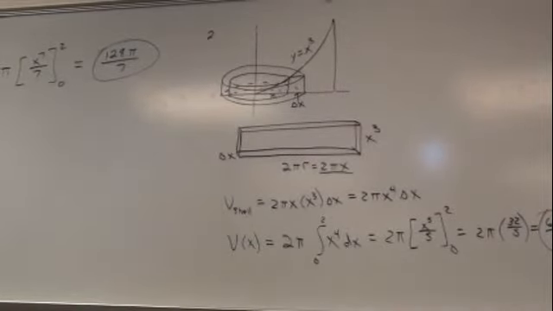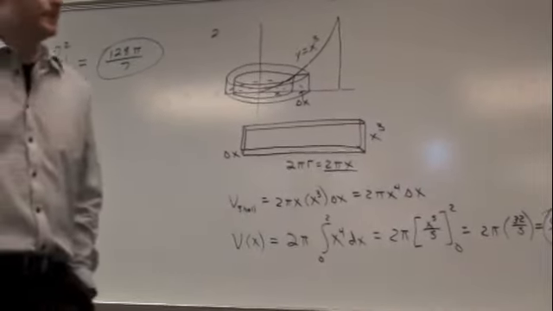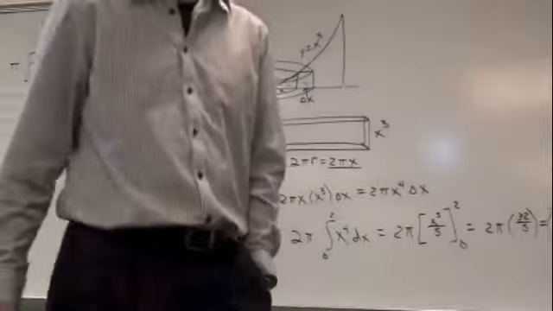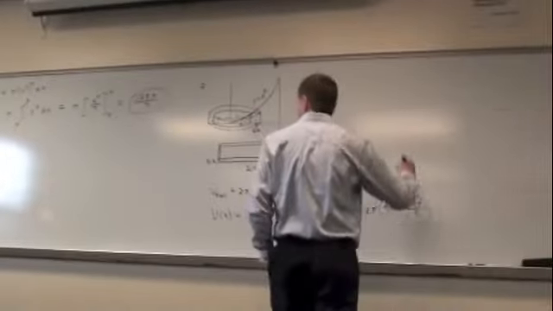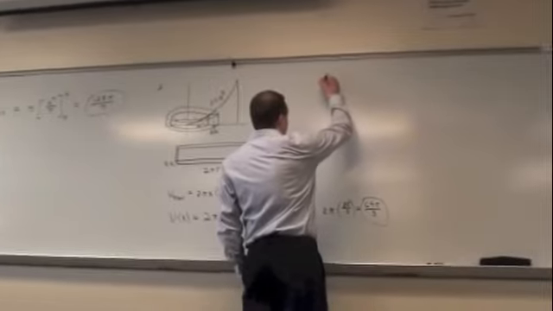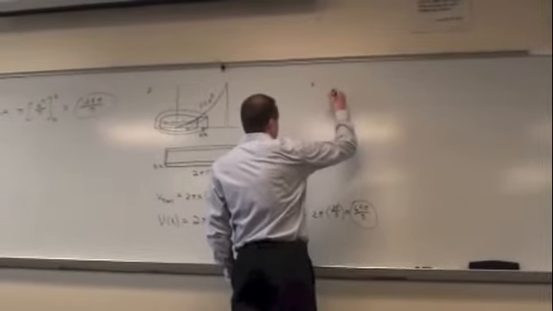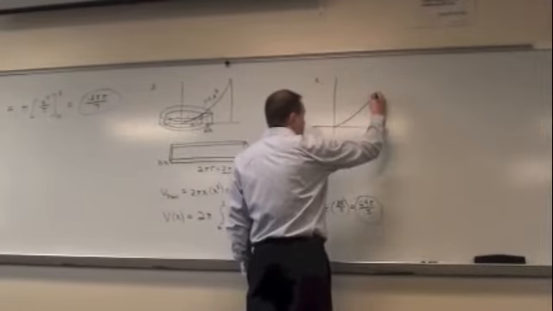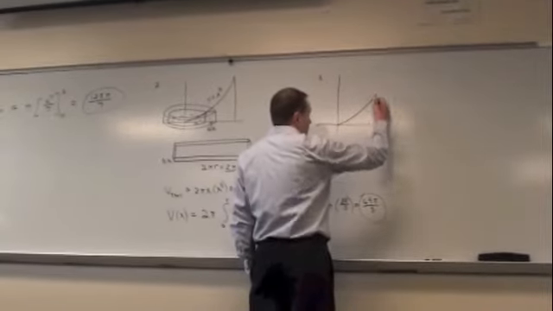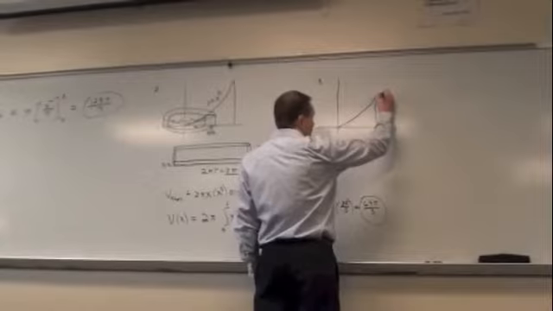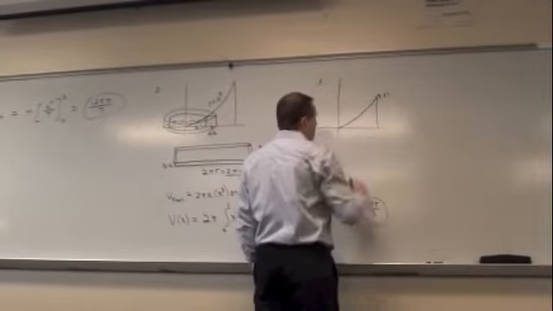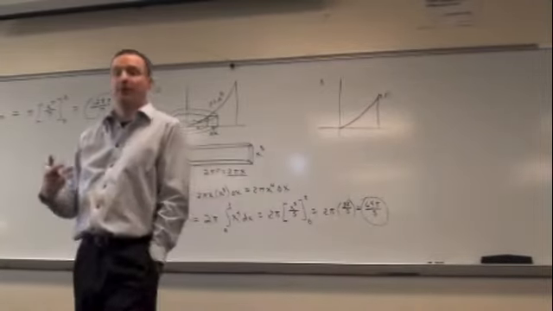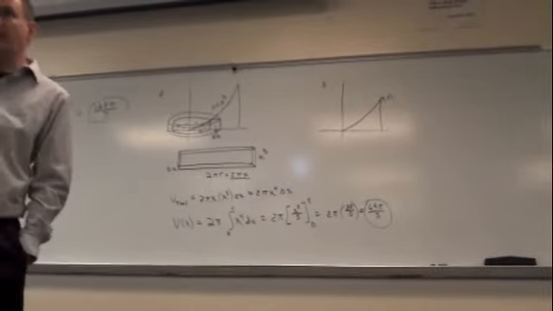Number 1 and number 2, done. Number 3, it's this same region about the line y equals 10. I'll try to show this a little more carefully here. Here's my region. It tops off at (2, 8). I'll take this and rotate it about the horizontal line y equals 10.